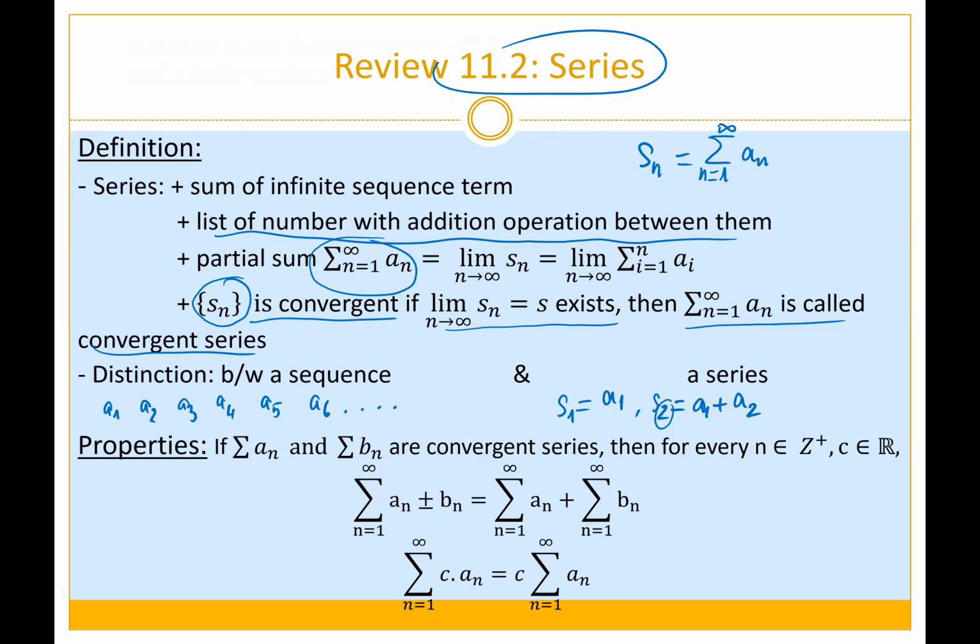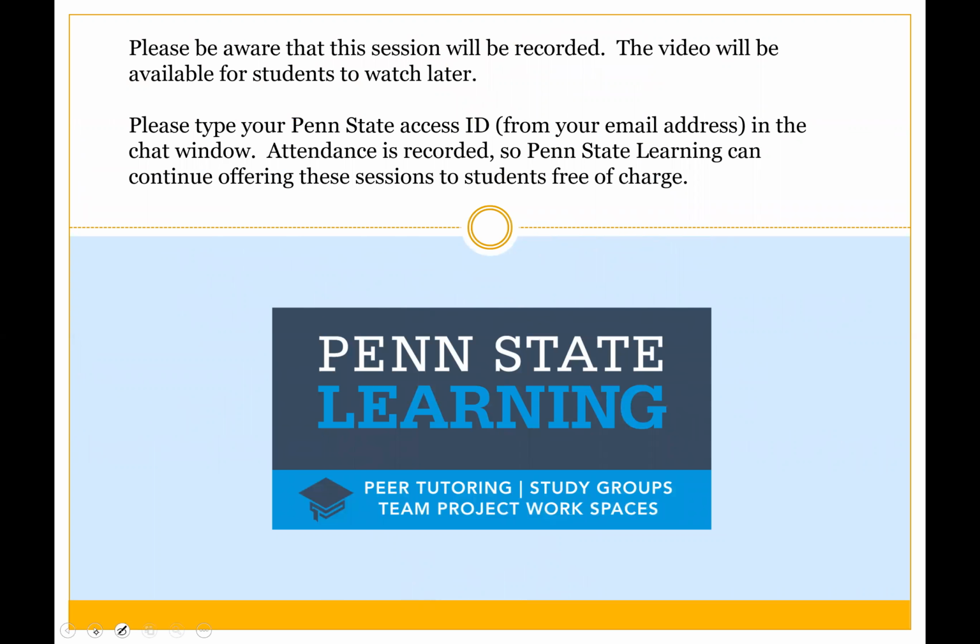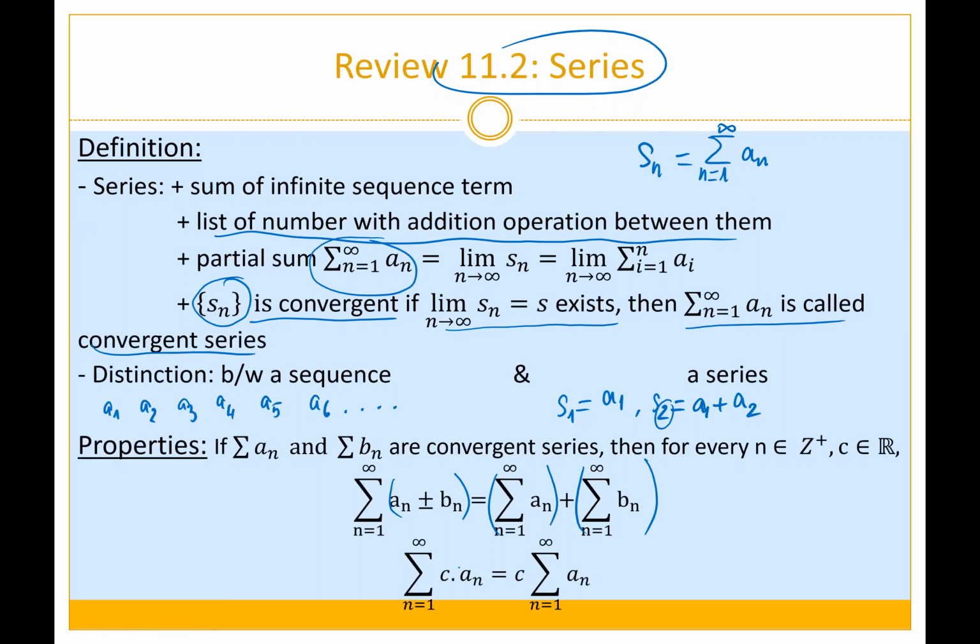We also have some properties of series. If you have the series of An and the series of Bn both convergent, then the sum of the two series is going to be the sum of the individual series. And if you have An as a convergent series, then a scalar multiple of it is going to be the scalar multiplied by the sum of that series.